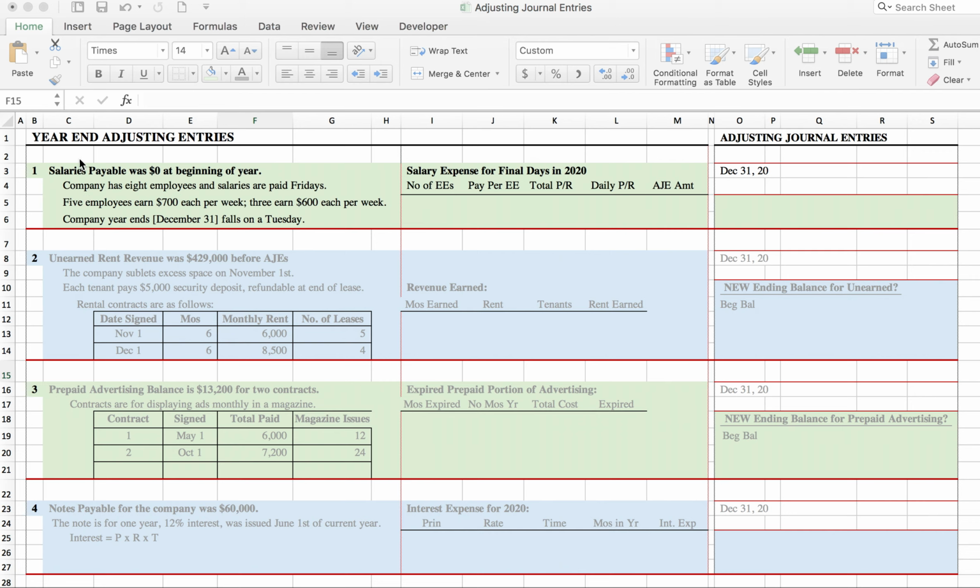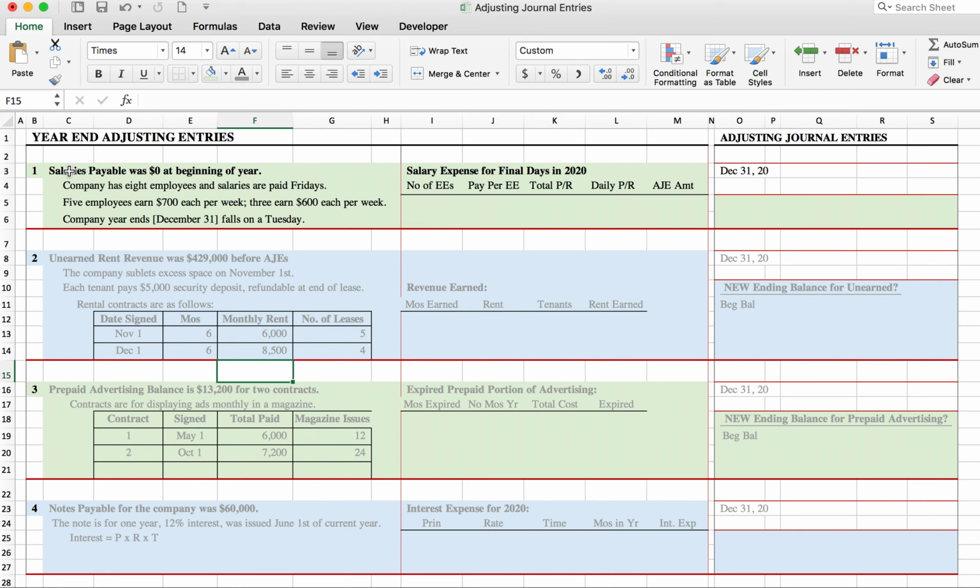I have the information to the left. In the center, I'll work through some of the mechanics. And then to the right, I'll record the adjusting journal entry that's appropriate. So this is for year-end 2020 when we're looking at this. So let's start with the first one.